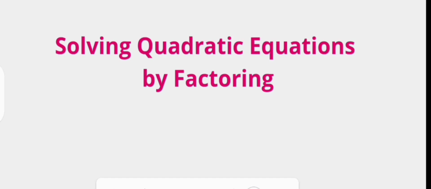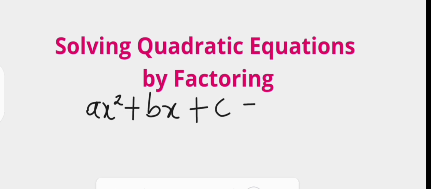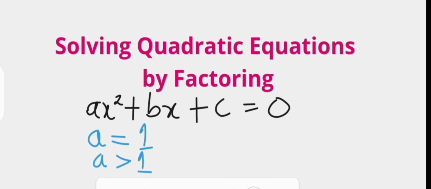Hi everyone, in this tutorial we want to show how to solve quadratic equations by factoring. And we're going to be considering two situations. Don't forget that the general form of quadratic equations is ax squared plus bx plus c equals 0. So we shall be considering situations where a is 1 and the situation where a is greater than 1. A is the leading coefficient in a quadratic equation.